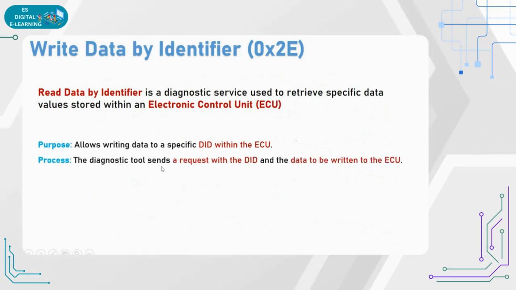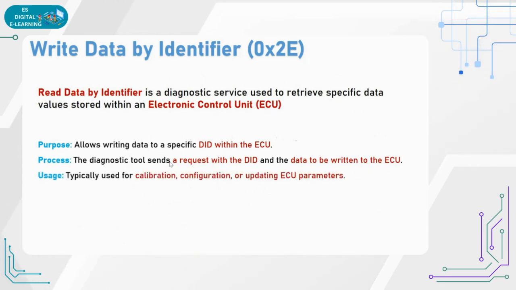We'll send the request, and after sending the request, whatever you need to write, those values will be written with the help of this service ID, and we can change the calibrations. This is very important. What is the purpose of write data by identifier? It allows writing data to the specific DIDs within the ECU, and is typically used for calibration purposes, configuration, and updating the ECU parameters.